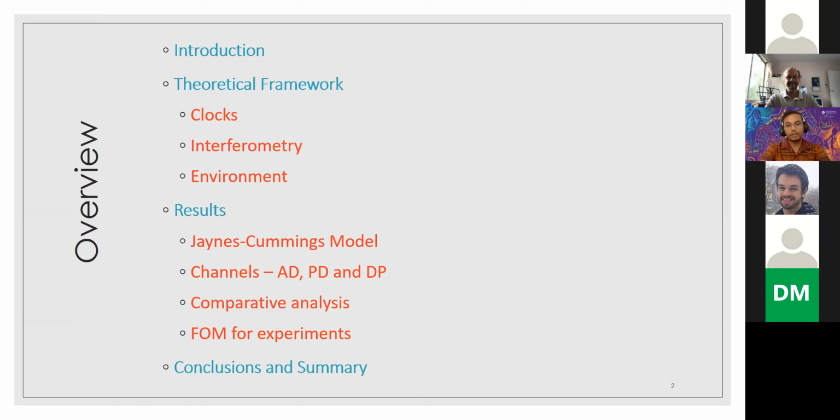Finally, we will discuss some analytical results and the qualitative aspects using plots in various noise models, for example, the Jaynes-Cummings and channel-based noise models such as the amplitude damping model, phase damping model, and depolarizing model, and perform a comparative analysis. We'll see some intuitive regimes where one can expect the plots to follow some line of thought. And finally, we will try to figure out some figure of merit for future experiments.